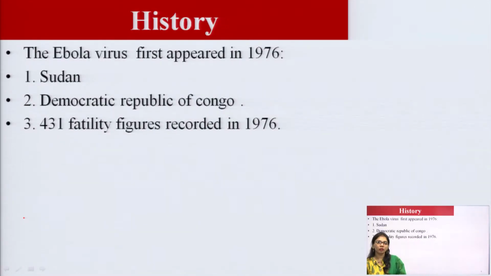History. The Ebola virus first appeared in 1976, first in Sudan, second in the Democratic Republic of Congo, and the third figure recorded was 431. These are some history points. The most important thing to remember is that the Ebola virus appeared in 1976.